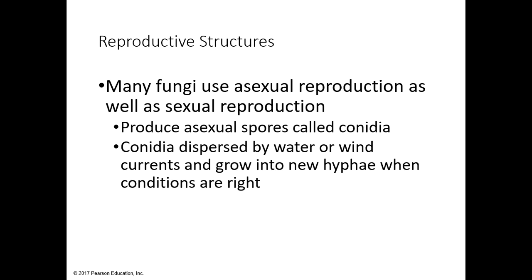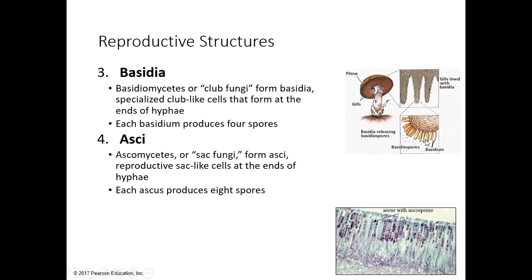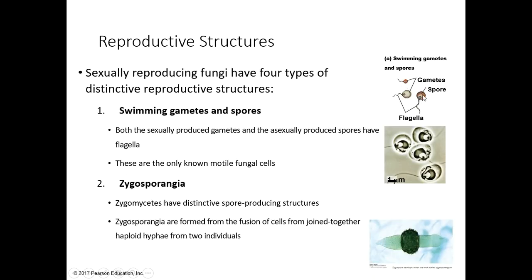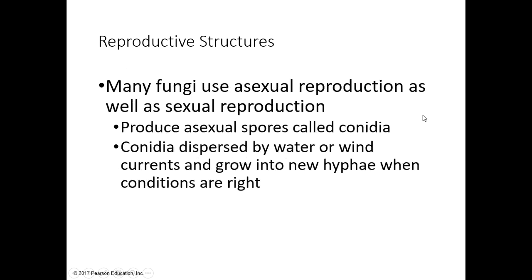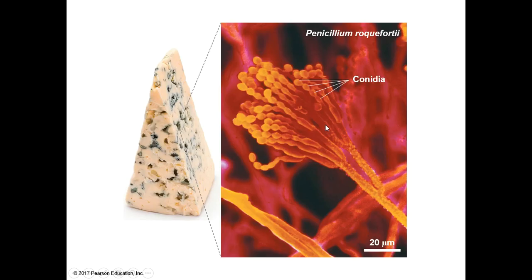For fungi that use asexual reproduction as well, or exclusively, they produce asexual spores called conidia. Now, these conidia can be dispersed by water or wind, and basically just need to find the right conditions, and they can start growing into new hyphae, exactly like the original parent. So whereas here we need spores and gametes to come together, in this case, we don't need that. Okay, so just the one singular conidium will grow into a fully developed fungus. And we see this in blue cheese, conidia producing in there, so pretty cool.